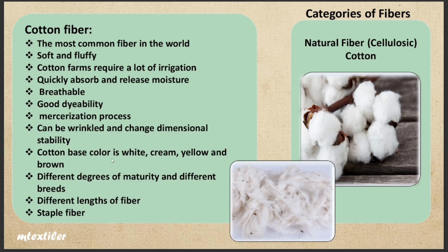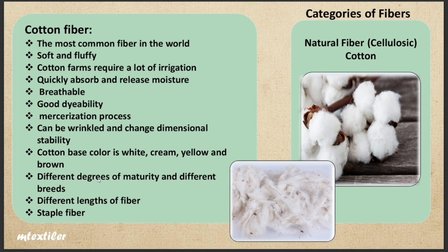Cotton base color is white, cream, yellow, and brown. Because cotton fibers are natural and contain various substances on their surface, their initial color is not always pure white. Therefore, certain chemicals are needed to remove these natural impurities. The breed of cotton must also be considered, as some cottons are naturally colored, other than white. Overuse of chemicals can damage the fiber structure, so for bleaching, hydrogen peroxide can be used.